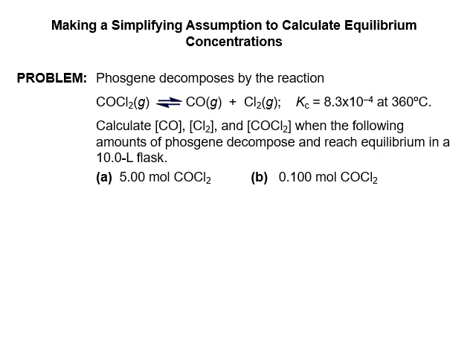Phosgene decomposes by this reaction. This is phosgene, COCl2, which gives us CO and Cl2. Kc is given to us. Calculate the concentration of CO, Cl2 and COCl2 when the following amount of phosgene decomposes and reaches equilibrium in a 10-liter flask. So it has two parts. First part is, if you have 5 moles of phosgene, how much COCl2, CO and Cl2 will be there at the end of the reaction at equilibrium.